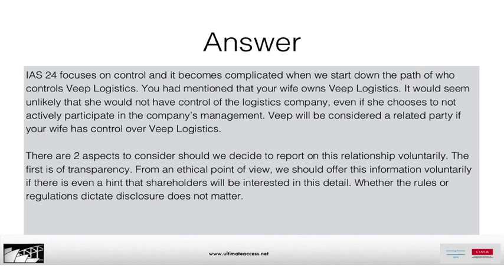There are 2 aspects to consider should we decide to report on this relationship voluntarily. The first is of transparency. From an ethical point of view, we should offer this information voluntarily if there is even a hint that shareholders will be interested in this detail. Whether the rules or regulation dictate disclosure does not really matter.